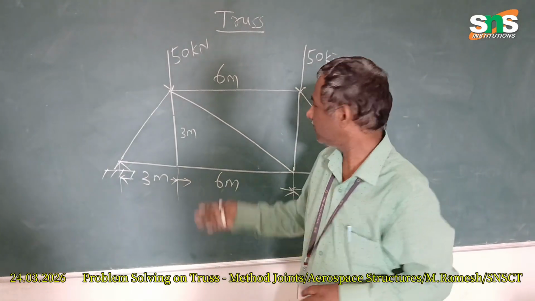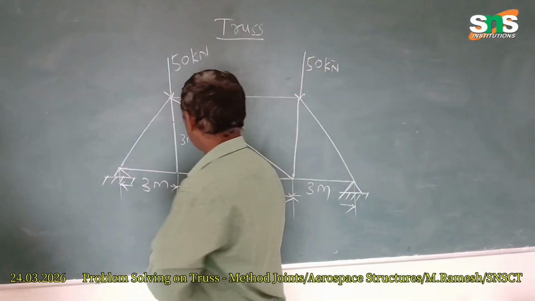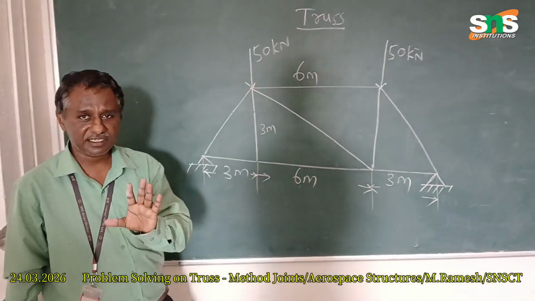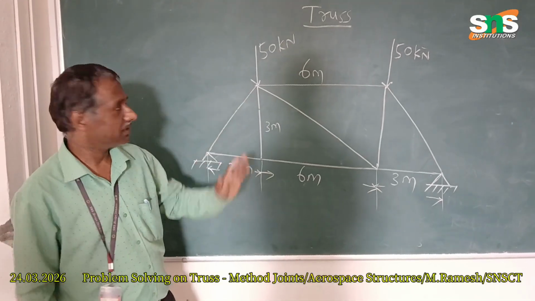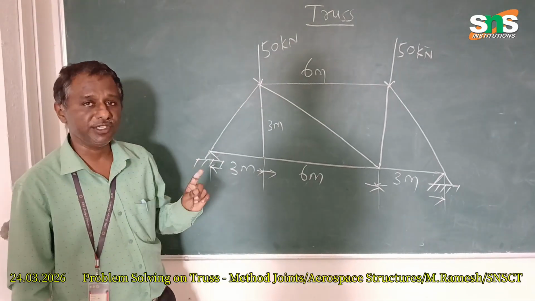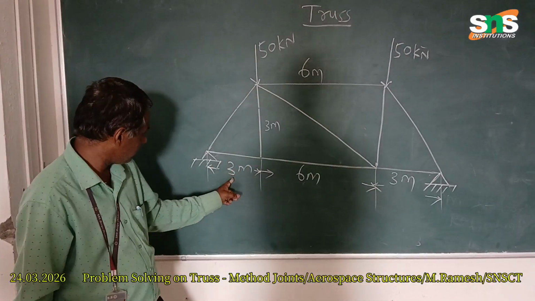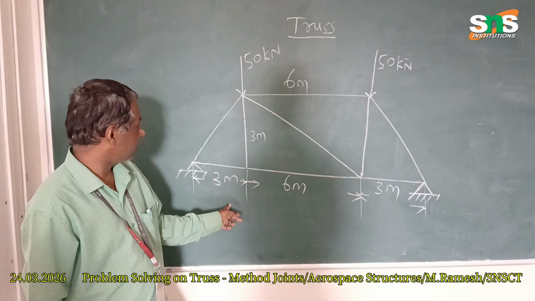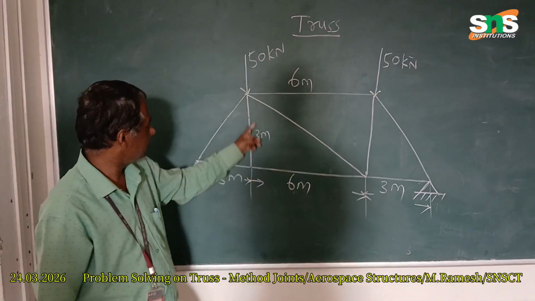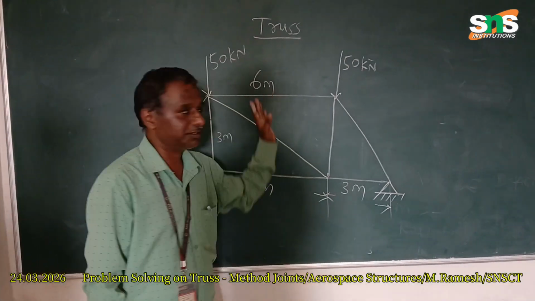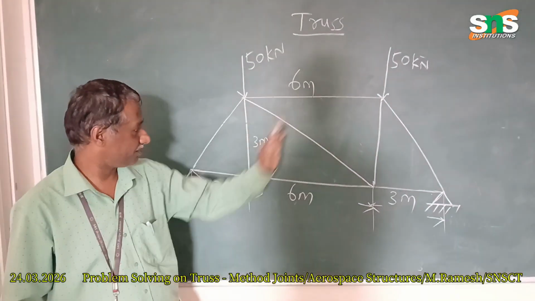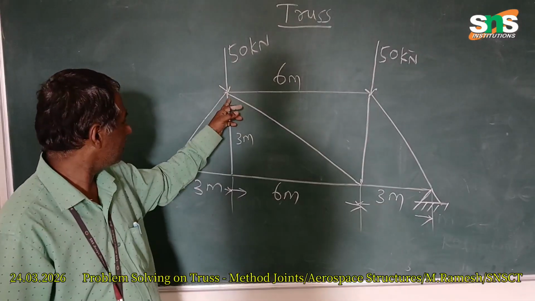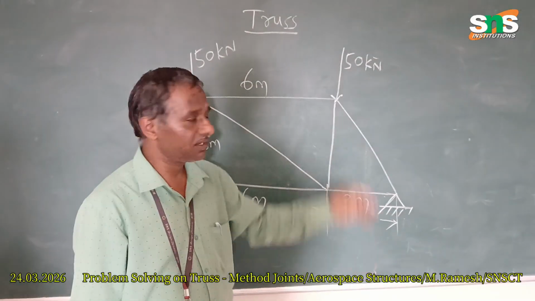First, before solving the truss, we are going to find the internal members. The general assumption is that the loads are acting only at the joints. Now the given truss is 3 meter plus 6 meter plus 3 meter at the bottom, totally 12 meter, and the height is 3 meter, and from here to here it is 6 meter. It is a triangular shaped structure, and the loads acting at these joints are both 50 kN.